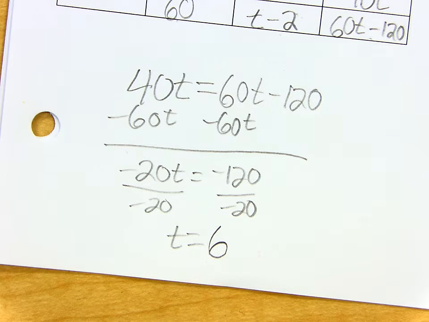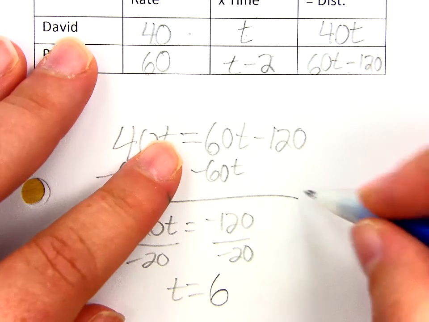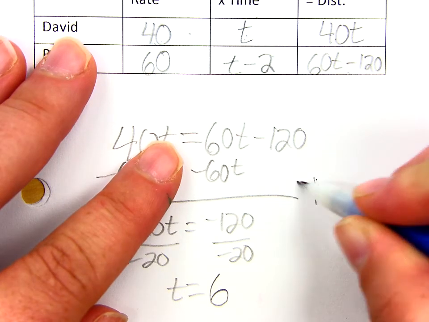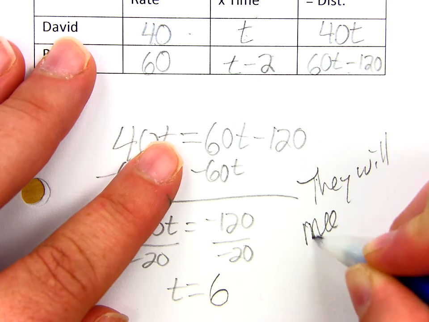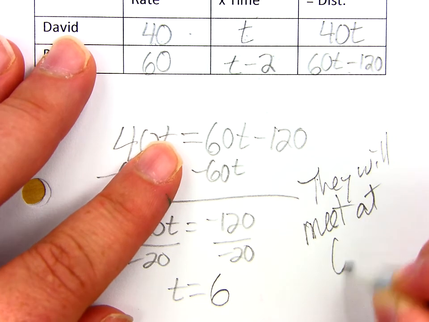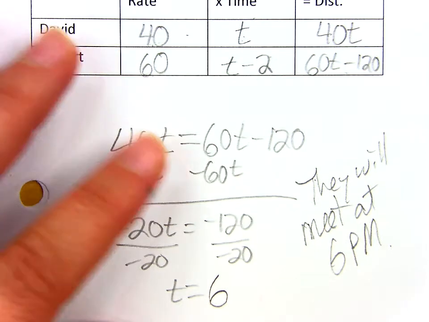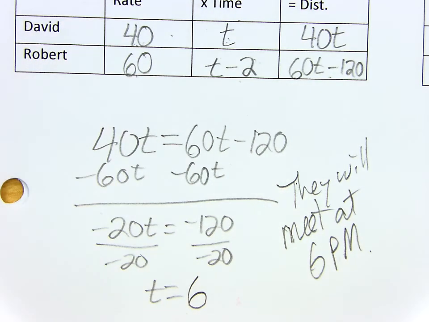So is it 6 a.m. or 6 p.m.? p.m., because we're talking about 6 hours after noon. Noon is 12 p.m., so 6 hours later would be 6 p.m. So give me a sentence that says, they will meet at 6 p.m. Really? We have to say a.m. or p.m.? Yes, because sometimes it matters. Well, it always matters. All right.